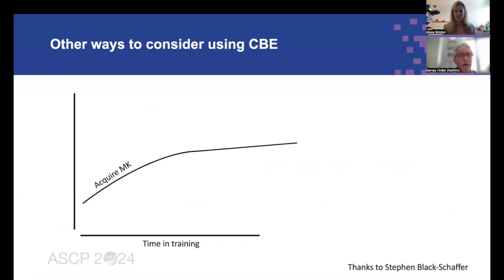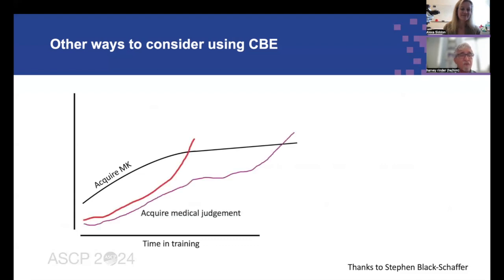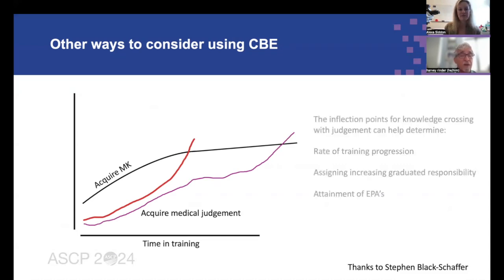So over time in training, trainees acquire medical knowledge. And this is not my own personal acquisition of medical knowledge. But then over time, they also acquire medical judgment. And some residents, not me, are shown here in red where their medical judgment is much faster, whereas some residents more like me, took a longer time, in purple, to acquire medical judgment.